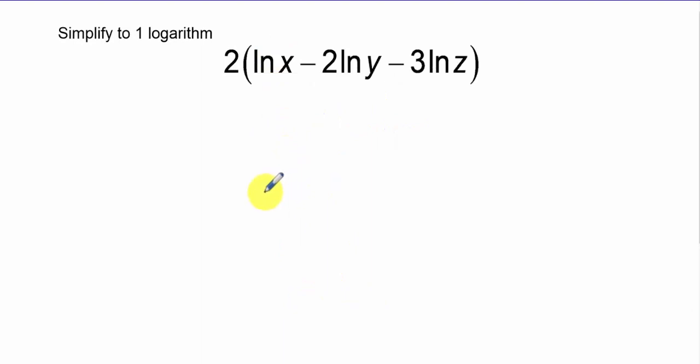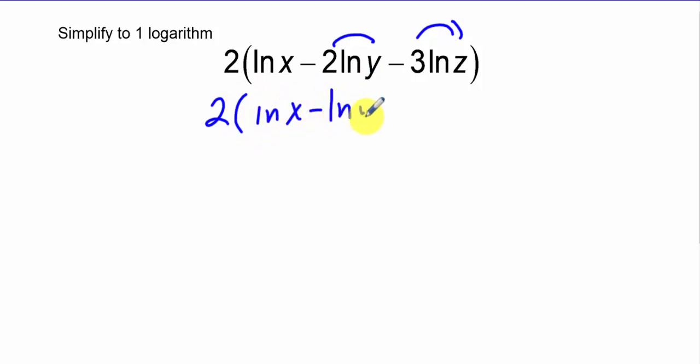So this problem has a little more going on with it. We have 2 multiplied by all this stuff inside, which we're going to want to simplify first using our properties. So this is 2. Notice I have multiples, so those will go up to powers. And this is the natural log of x minus the natural log of y squared minus the natural log of z cubed. Now for every subtraction that I see, I'm going to divide.